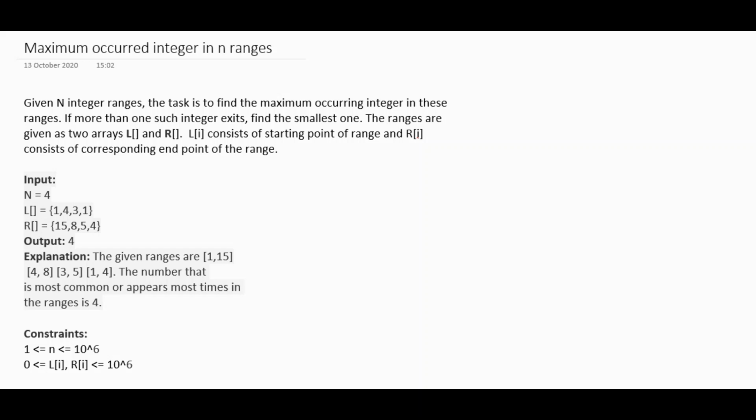The ranges are given as two arrays L and R. L consists of starting point of range and R consists of corresponding end point of the range. So we are given with the ranges. Let's say 1 to 15 is one range, 4 to 8 is another range, 3 to 5 is another range, and 1 to 4 is one another range. That means these are the ranges. We have elements from 1 to 15, 4 to 8, 3 to 5, and 1 to 4. Okay, and we have to find the common element which is occurring maximum times in these ranges.